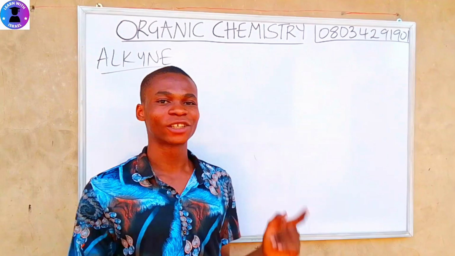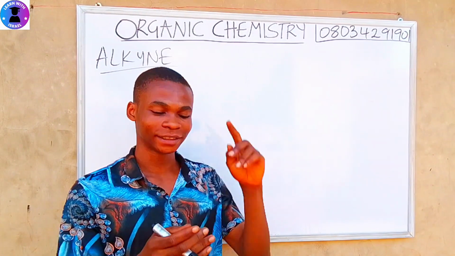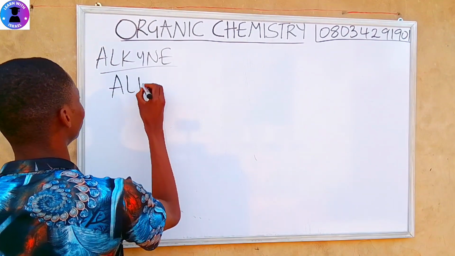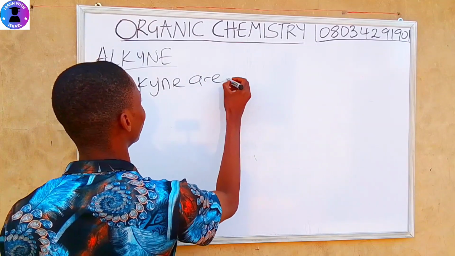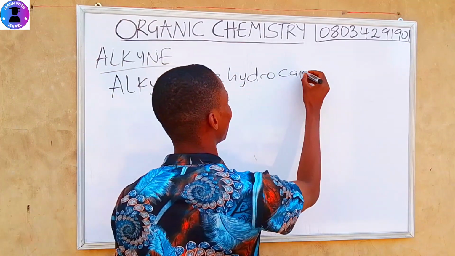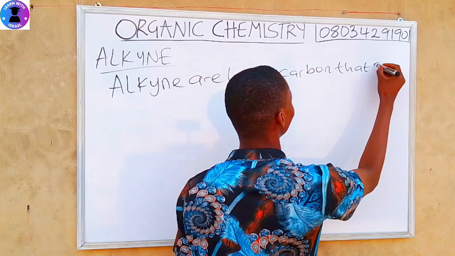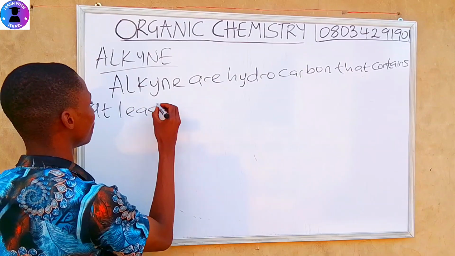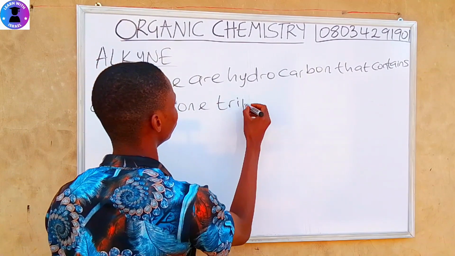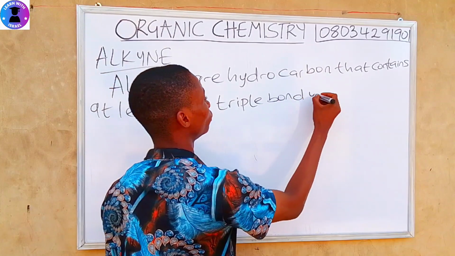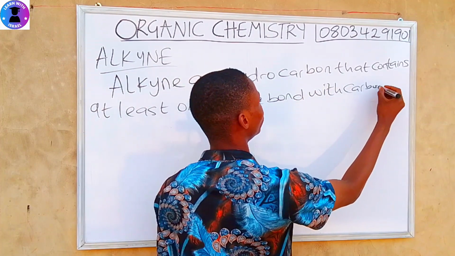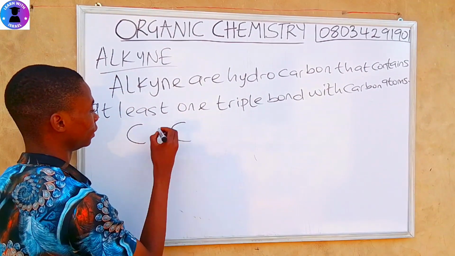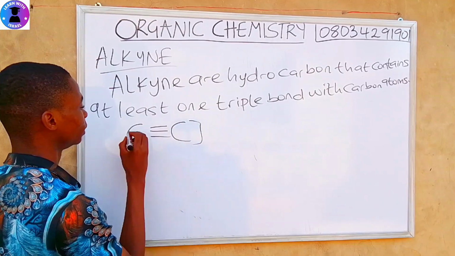So now let's quickly discuss alkyne, the chemical properties, physical properties, and the members. Alkyne are hydrocarbon that contain at least one triple bond with carbon atom. So this is the carbon atom, and this is the triple bond. 1, 2, 3 triple bond.